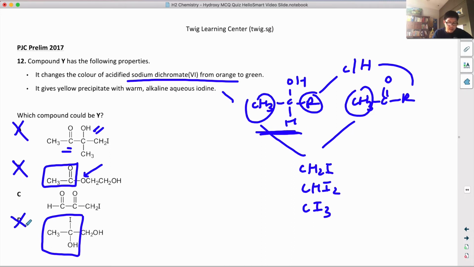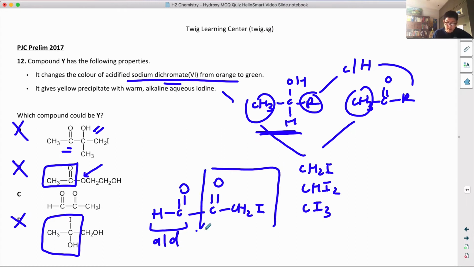Okay, why is this the answer? Because number one, let me just draw it out nicely. Number one is actually an aldehyde. An aldehyde can be further oxidized to carboxylic acid, so it fits into this answer. And over here, this one is actually a positive iodoform structure. It's actually this part here. So the CH3 becomes CH2I, so it's going to be positive. That's why the answer is C. Okay, let's move on. Next question.